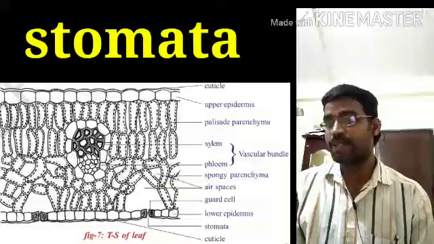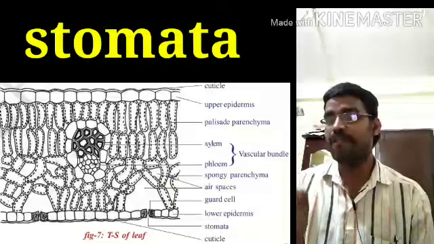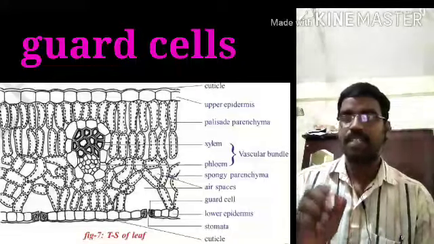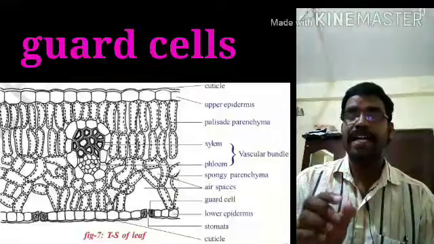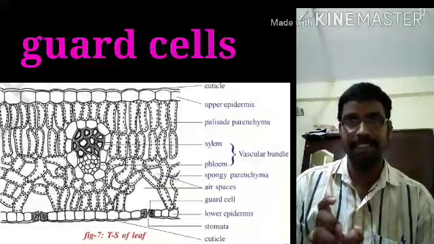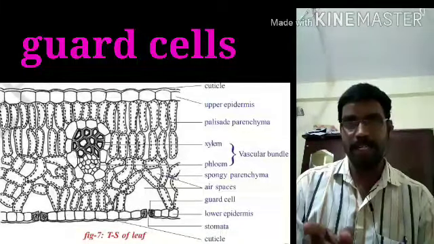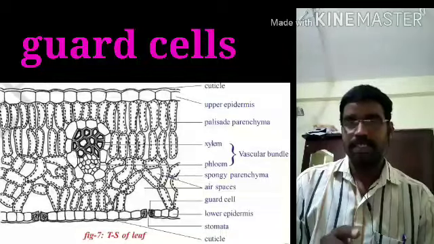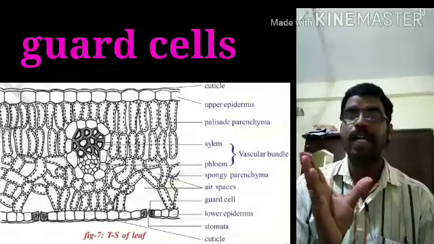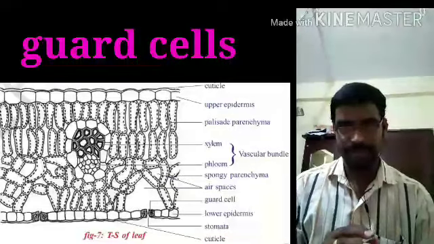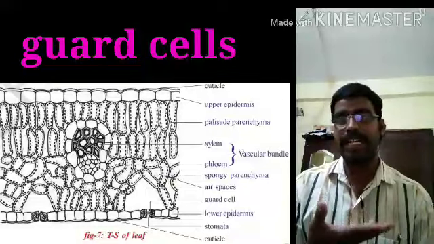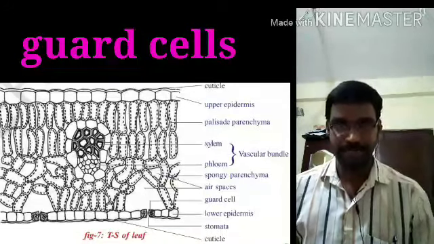Only in the lower epidermis do we see the stomata, a pore-like structure. It is called the stomata. The stomata is surrounded by two guard cells. Bean-shaped cells present near the stomata are called guard cells. These guard cells are useful for opening and closing of the stomata. After that, on the lower side we see a protecting layer, also called the cuticle.